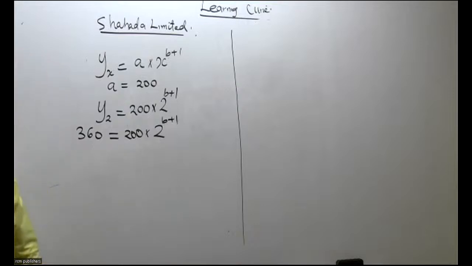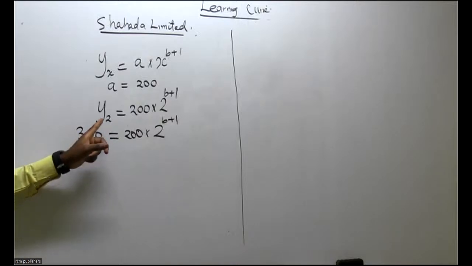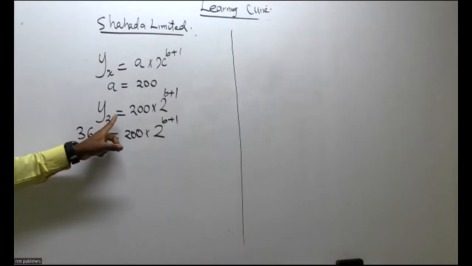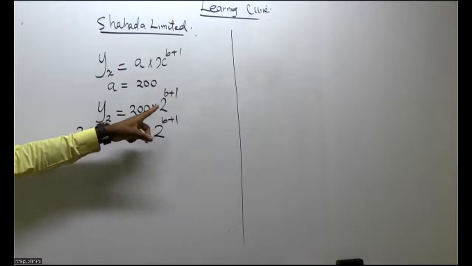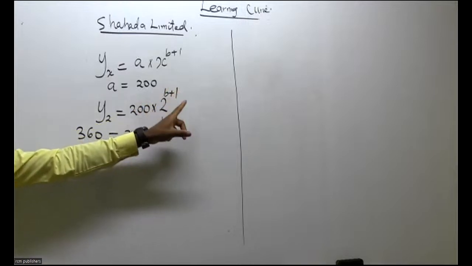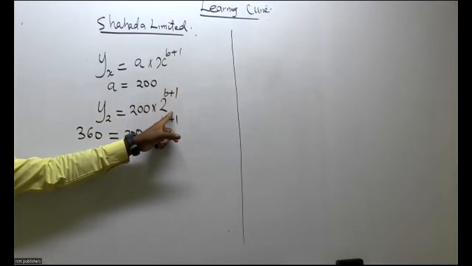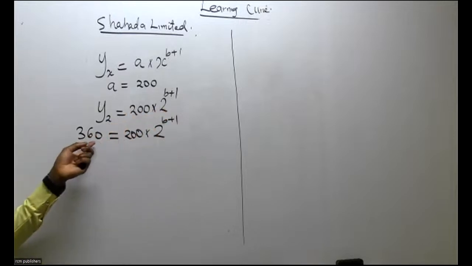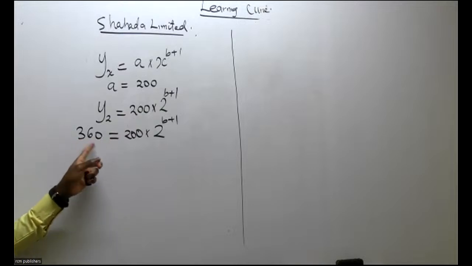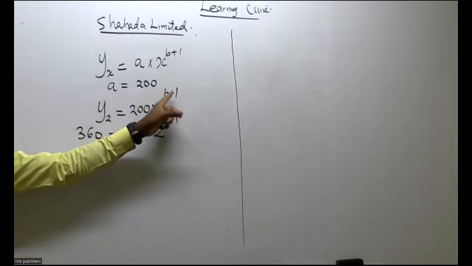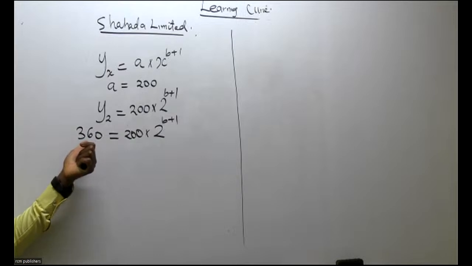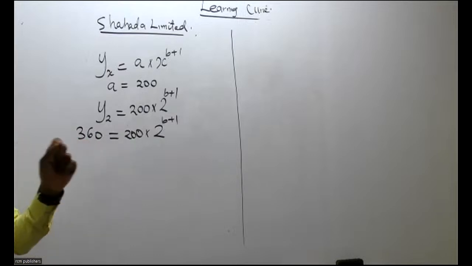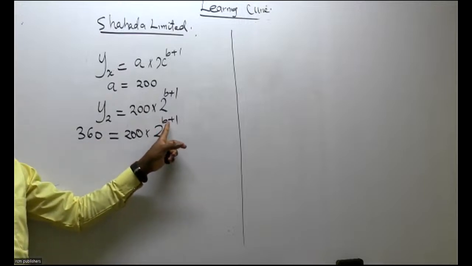So already we've seen we are now not having 2 unknowns, as opposed to up here, where we were still having 2 unknowns. Y2 is equal to 200 times 2 raised to the power B plus 1, whereby X, or this 2, represents X. Now, moving down, we've been able to identify one of the unknowns. So we only have one unknown, which is basically B plus 1.